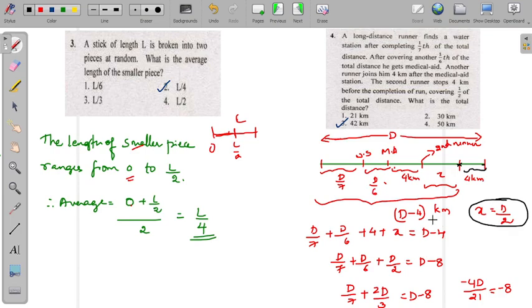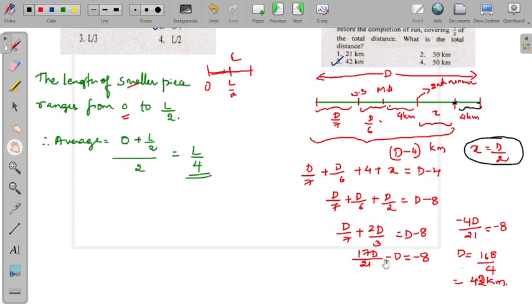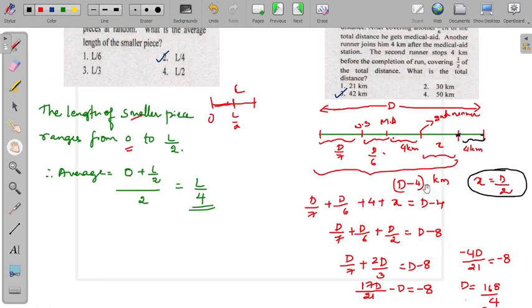So now what I have to do is this together, d by 7 plus d by 6 plus 4 plus x together, that is nothing but total distance minus 4 kilometers. So I have written that equation here. Then take LCM, d minus 8, this 4 comes to the other side, then d by 7 plus 2d by 3, all that simplification. When you complete all these simplifications, d comes out to be 42 kilometers. So the answer is the third option.